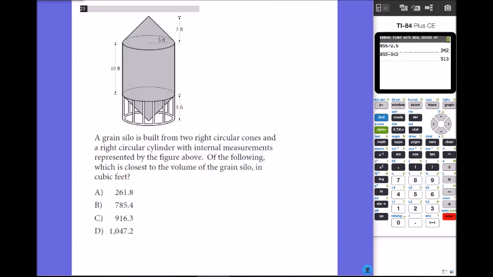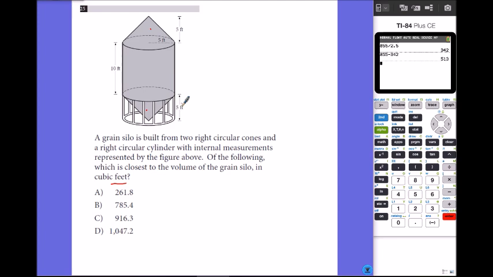25. A grain silo is built from 2 right circular cones. Here's one cone and the other, top and bottom, and there is a cylinder in the middle. Of the following, which is closest to the volume of the grain silo in cubic feet? So make sure the units are matching.